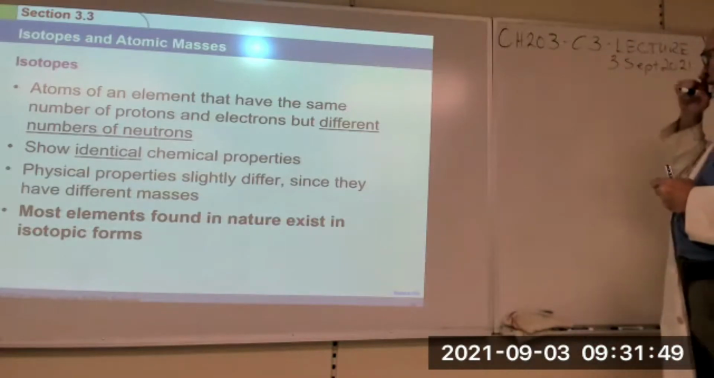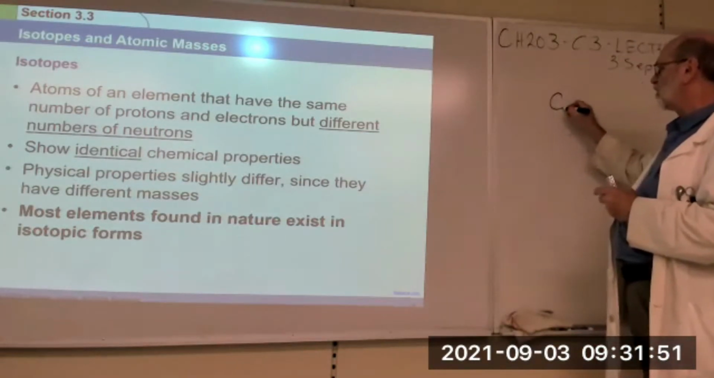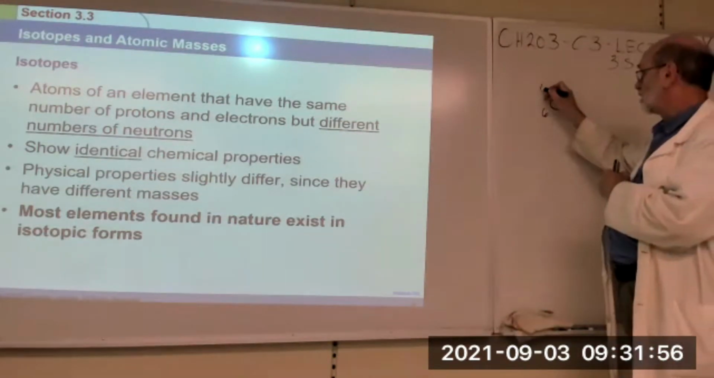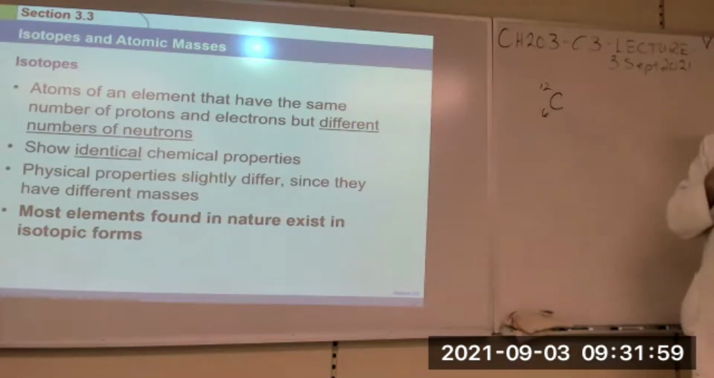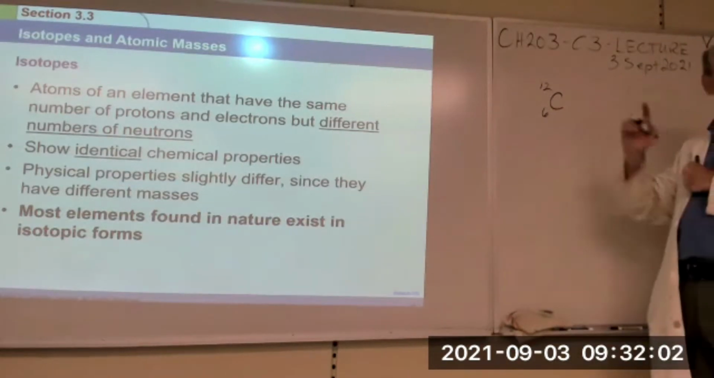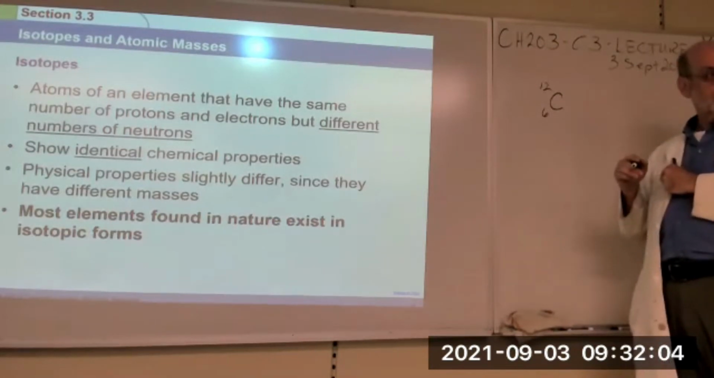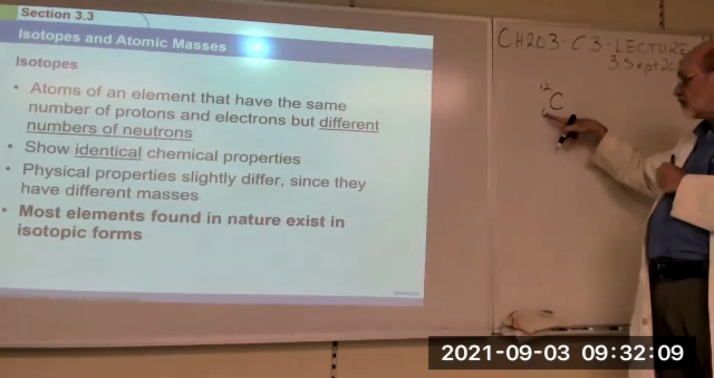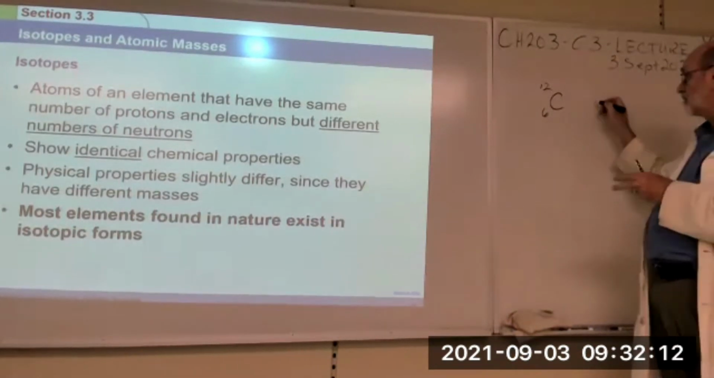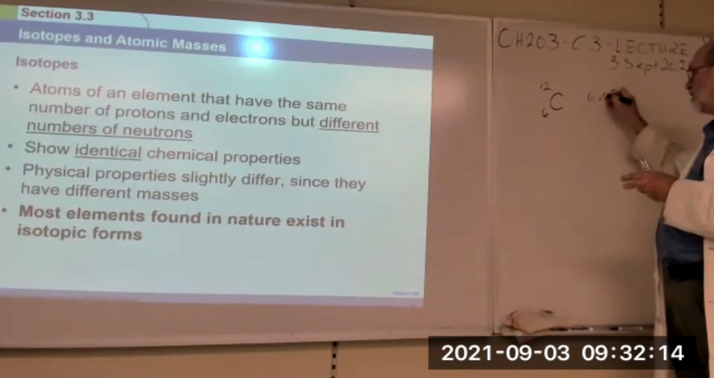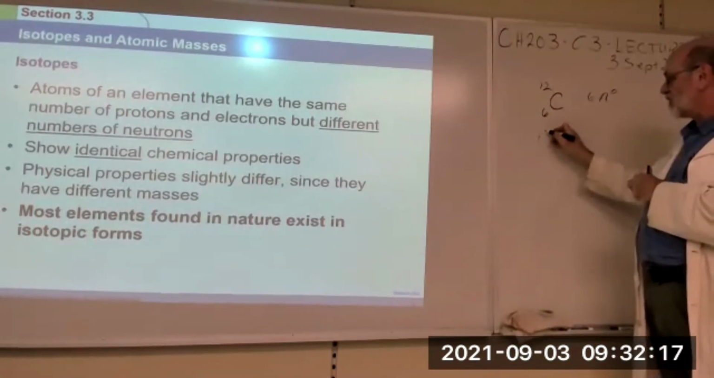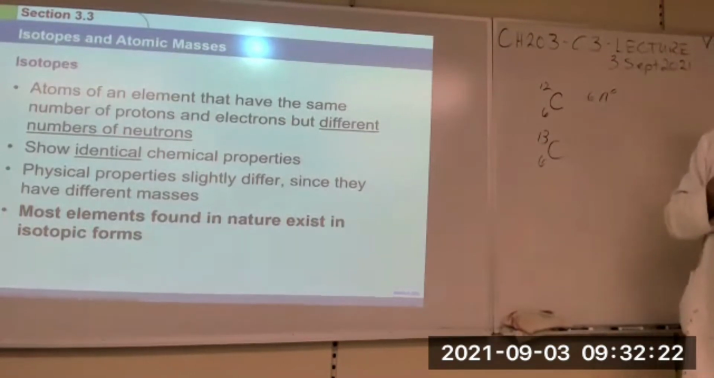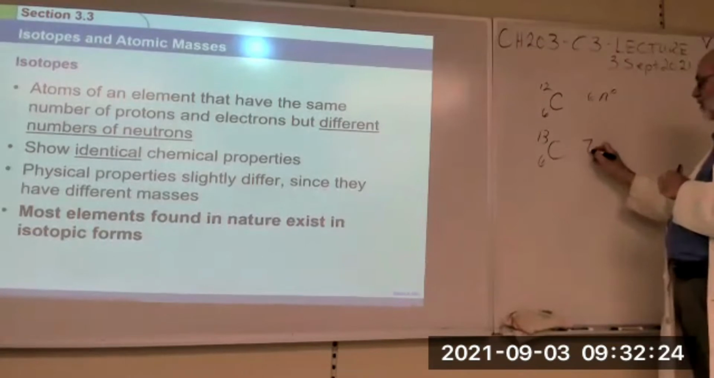So for instance, carbon, the most common isotope of carbon with 6 protons has a mass number of 12. So how many neutrons do we have in that isotope? 6, right? Because the mass number is the number of protons plus the number of neutrons. So subtract this from that and you get the number of neutrons. Okay, there's another isotope of carbon that has a mass number of 13. So we have 7 neutrons in that one.